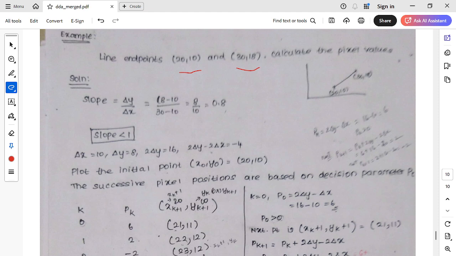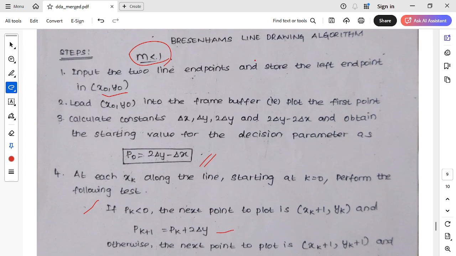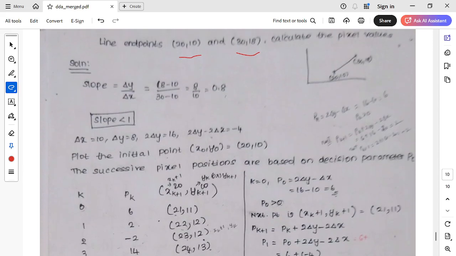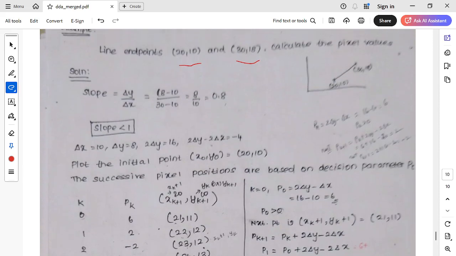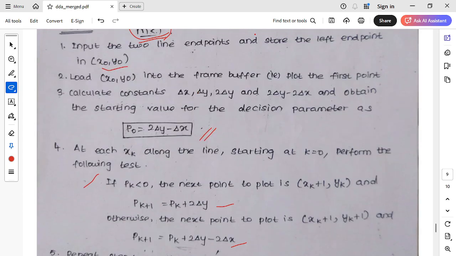With the slope only you're going to decide. If my slope is less than 1, then you're going to go with this algorithm. If my slope is greater than 1, then you're going to interchange the x and y coordinates. What I have mentioned here is for slope less than 1. So if the question is given to you, your first step is to find the slope. My slope is less than 1, so I'm going to go with this particular algorithm.